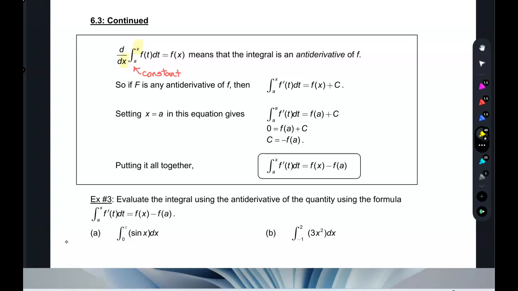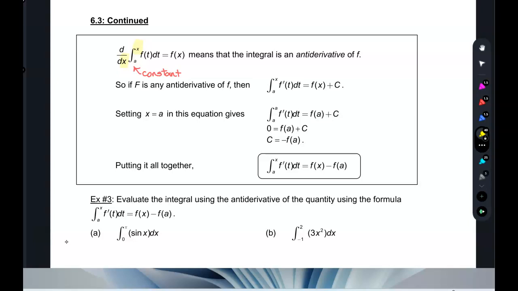Now, if I replace the x here and here with a and a, I have not done anything. I've just replaced the x with a. We're okay with that? But remember what I told you yesterday about this part? It's 0 because the limits of integration are the same. So 0 has to be equal to f of a plus c. So c is equal to negative f of a. Therefore, put it all together, the integral from a to x of f prime of t dt is going to be f of x minus f of a. Sounds great. Okay?